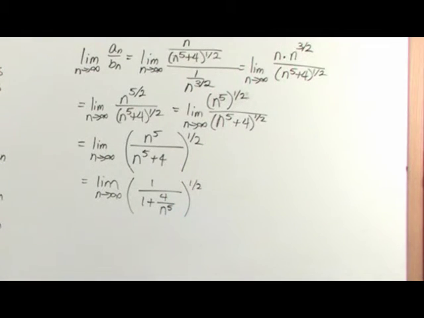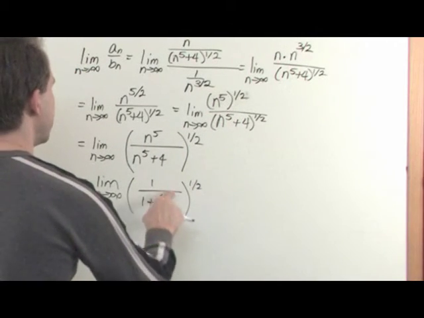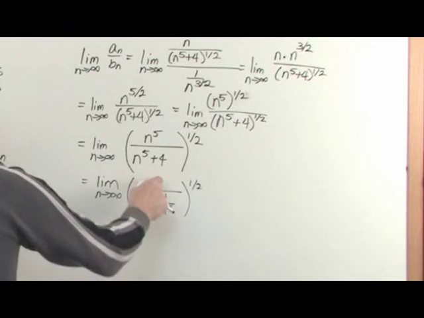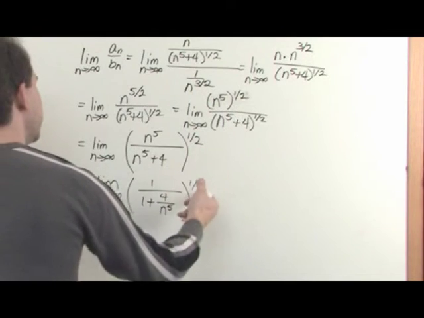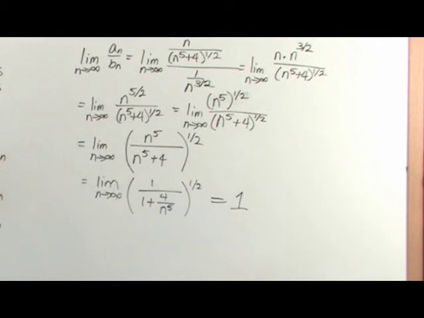Now, finally, why did I do all of this? Because now I've got it in this form. If I take n off to infinity, this little term is going to go to 0. 4 over infinity is going to go to 0. So I'm going to have 1 over 1, which is 1. I take the square root, which is just going to give me a big fat 1.